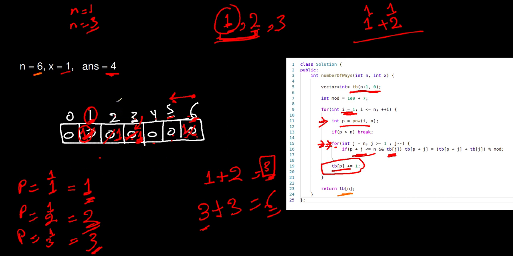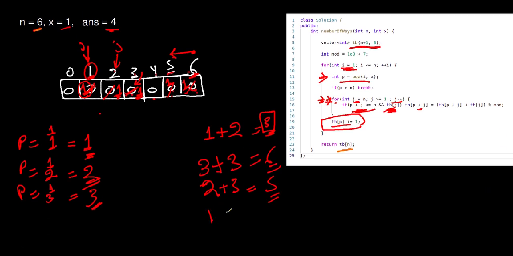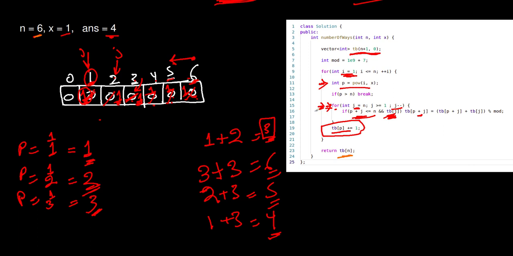Then j equal 2 is not 0. 2 plus 3 equal 5, so we need to update the value at 5 with the value at 2, so 0 plus 1 is 1. Then we move to j is 1 and the value is not 0, so 1 plus 3 equal 4, so 4 plus the value at 1 is 1. Then we are done with the for loop.